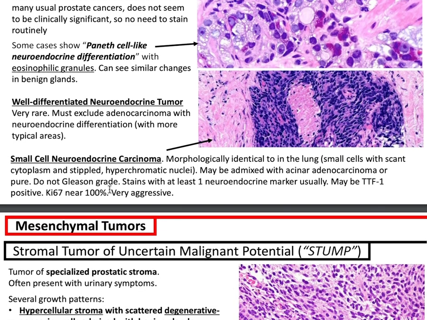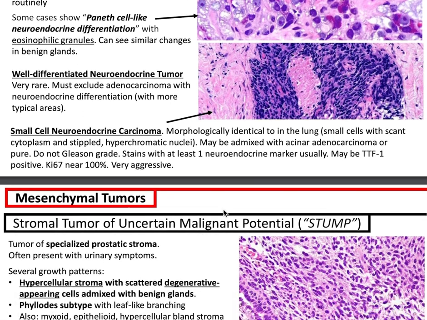And small cell neuroendocrine carcinoma is morphologically identical to that in the lung, where you'll have small cells with scant cytoplasm and stippled hyperchromatic nuclei. It may be admixed with acinar adenocarcinoma or pure, and you do not Gleason grade this, and it should usually stain with at least one neuroendocrine marker. It may be TTF1 positive, and Ki67 is near 100% and it's very aggressive.